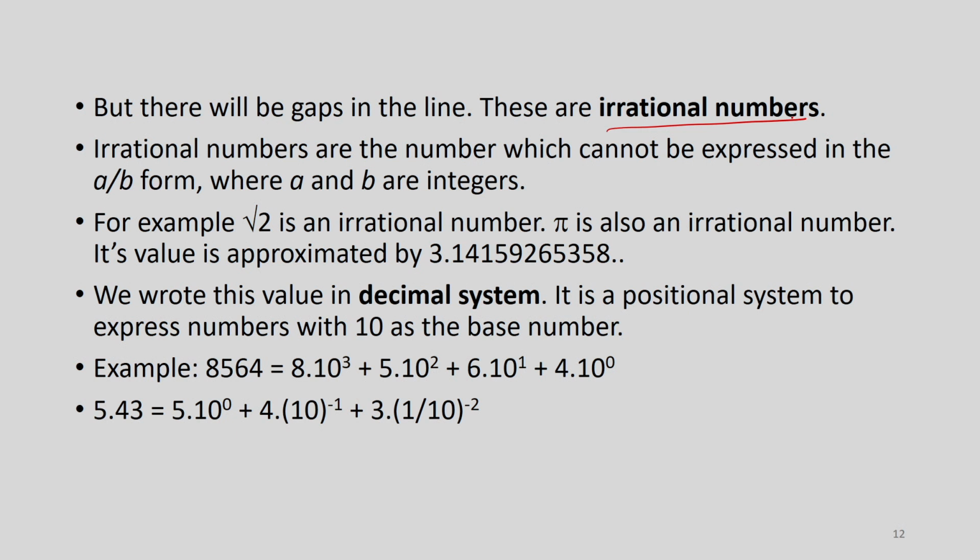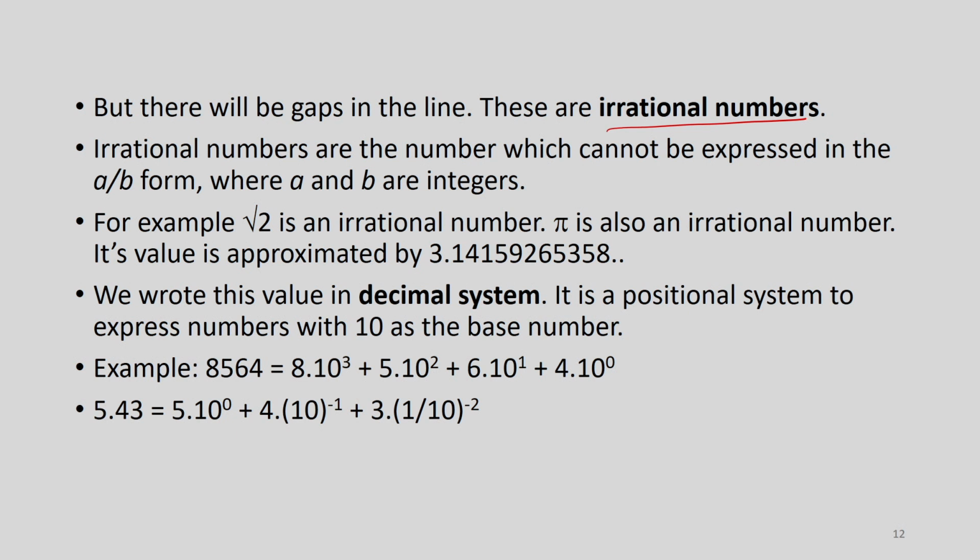So, irrational numbers are numbers which are on the number line, but they are not rational numbers. So, irrational numbers are the numbers which cannot be expressed in the a divided by b form, where a and b are integers. Remember, that was the definition of rational numbers, that they can be expressed in the a divided by b form. So, irrational numbers are those numbers which cannot be expressed in this form. Okay. For example, this root over 2 is an irrational number, right.